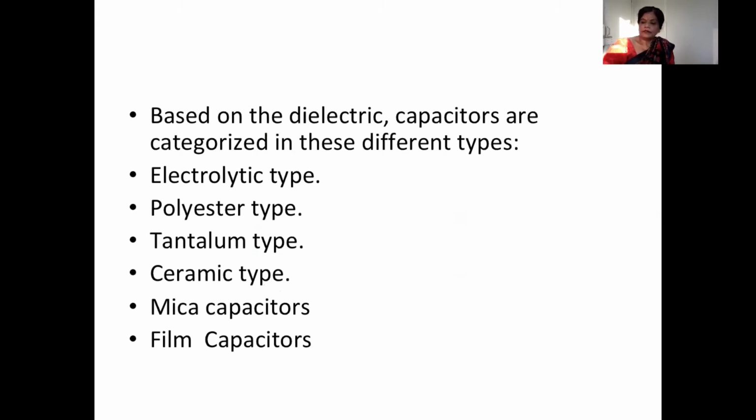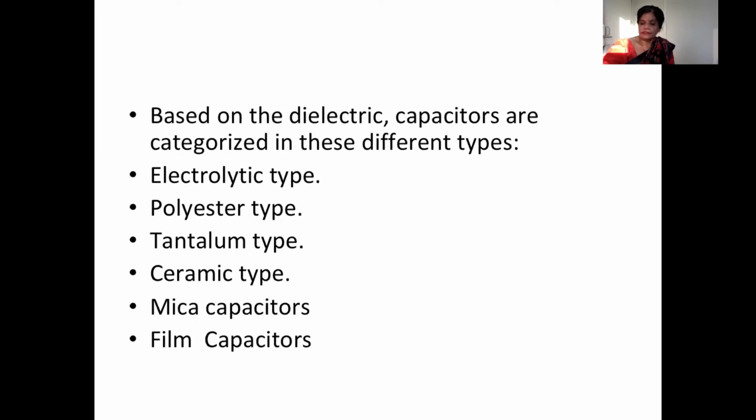Based on the dielectric or insulation which you have kept between the plates, the capacitor is categorized into different categories like electrolytic capacitor, polyester type capacitor, tantalum type capacitor, then ceramic capacitor, mica capacitor, film capacitor.